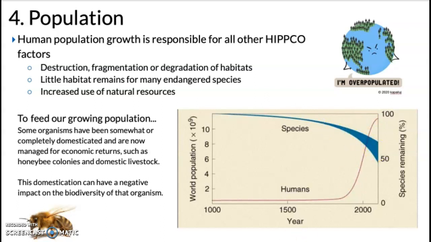time. Sometimes humans will domesticate species for our economic return. One species in particular is the honeybee, and this can have a negative impact on the natural honeybee population and can impact the biodiversity of that species.